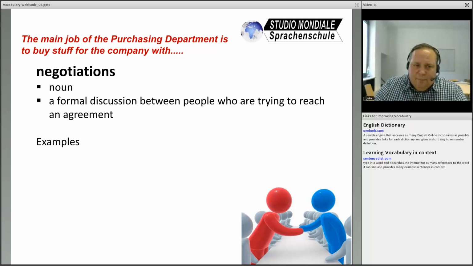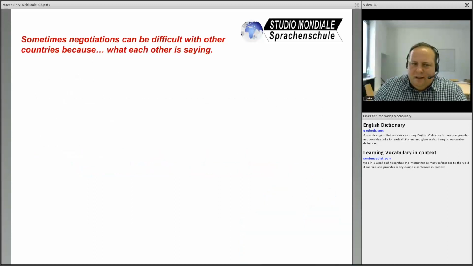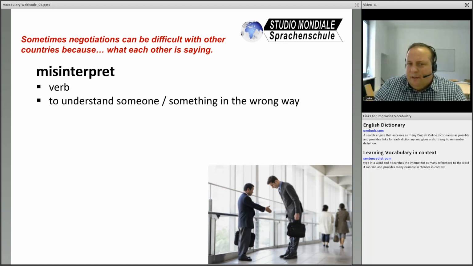Now, an example of how this word is used is that negotiations with certain companies are often very challenging and take a lot of time to reach an agreement. Now, sometimes negotiations can be difficult, especially with other countries, because we tend to misinterpret what the other one is saying. Now, misinterpret is a verb which just means to understand someone or something in the wrong way.